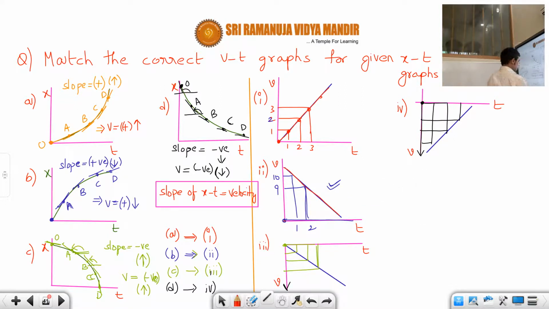Let us say, sorry, fifth one. Suppose let us say VT graph is given as like this, students. What does it mean, students? If VT graph is given as like this, what does it mean? So that means here as time increases, the velocity remains constant. Correct or not? The velocity remains constant. As time increases here, velocity is constant, and of course it is positive also.